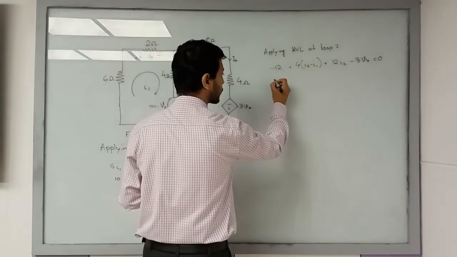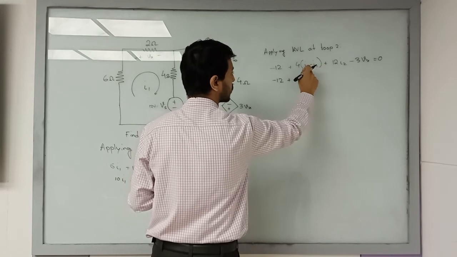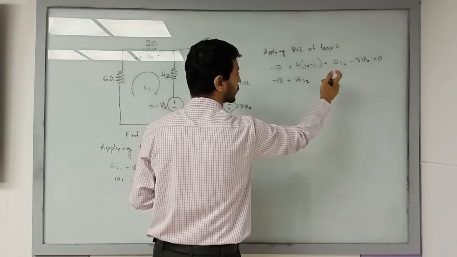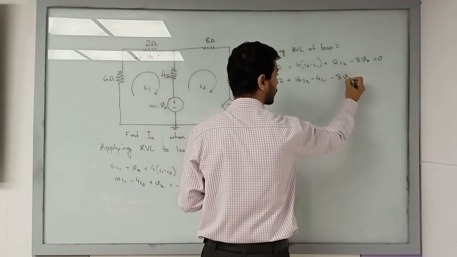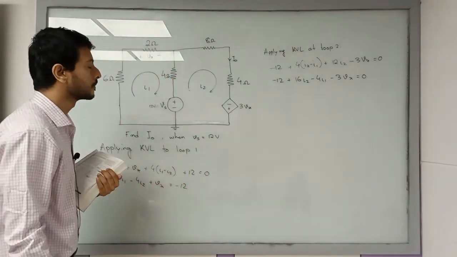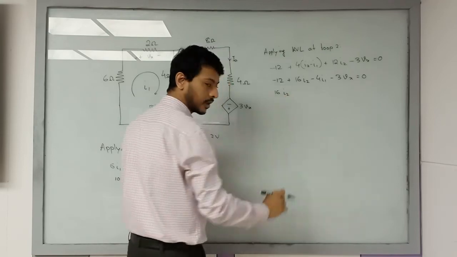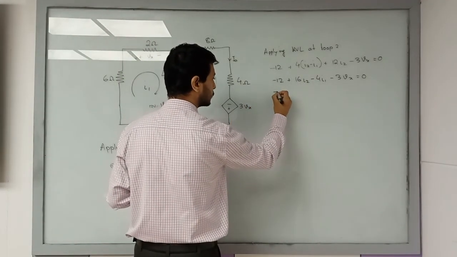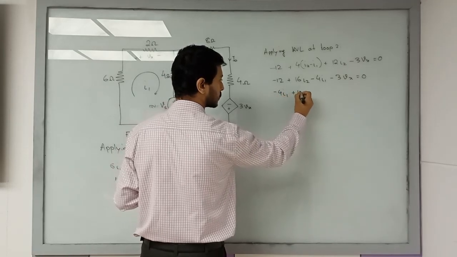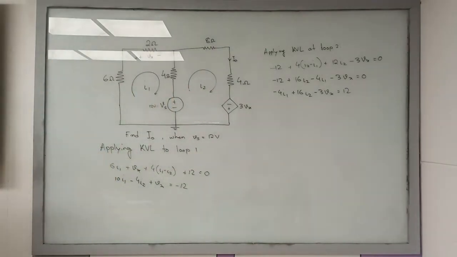So if you solve this, minus 12 plus 4 I2, and you have 12 here, so 16 I2. You have 4 minus I1. There is no other term, I1. So it will be something like this, minus 3 Vx is equal to 0. So this is the equation you get, right? So if I bring the constant term on that side, it will be 16. If I write I1 first. So these are the two equations you will get from the two loops, right? If you apply KVL.